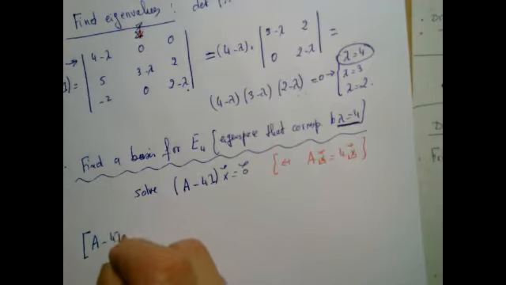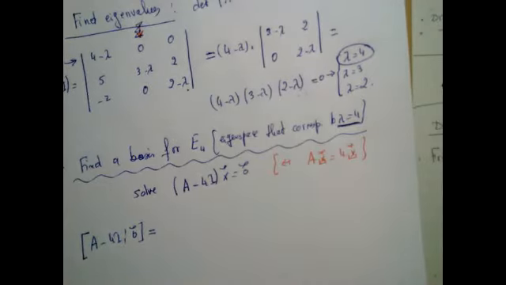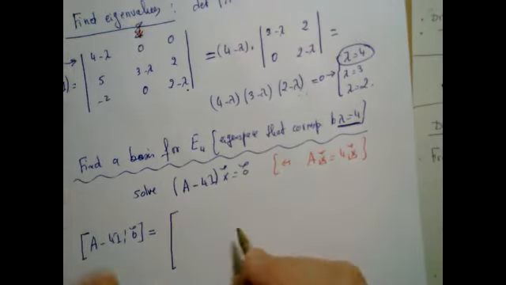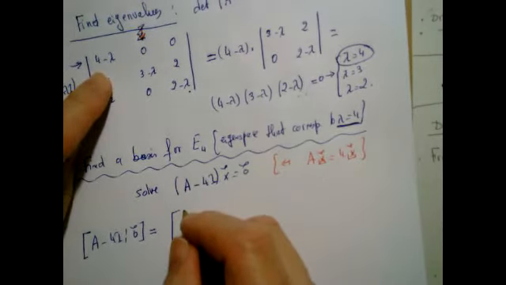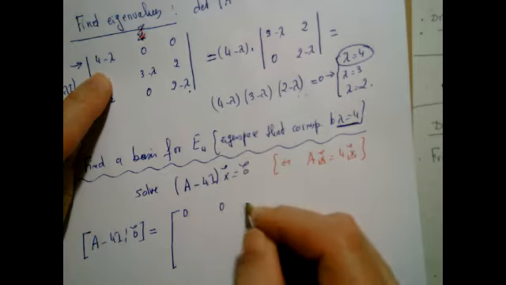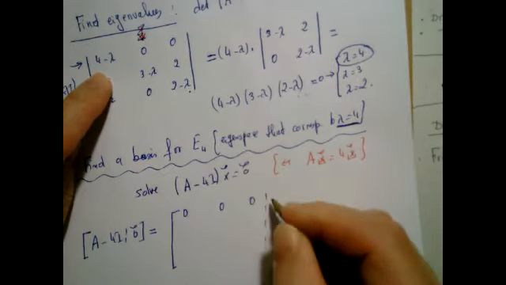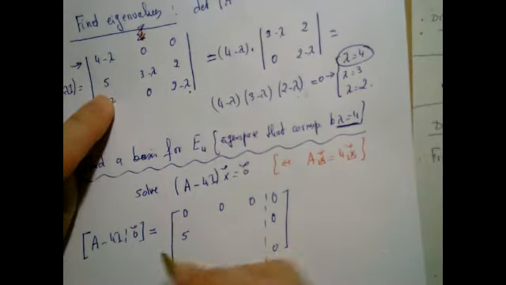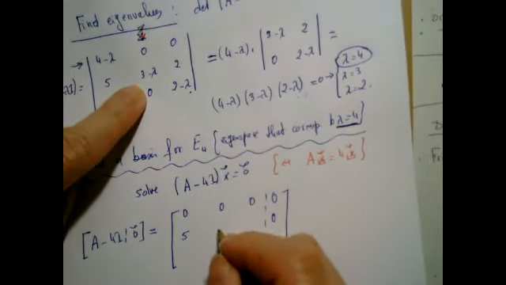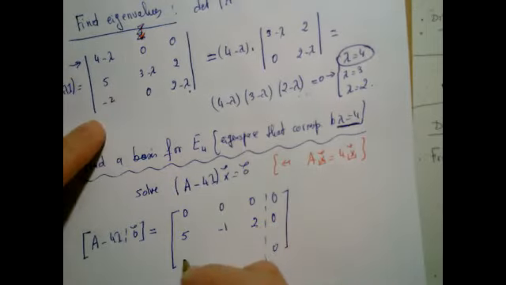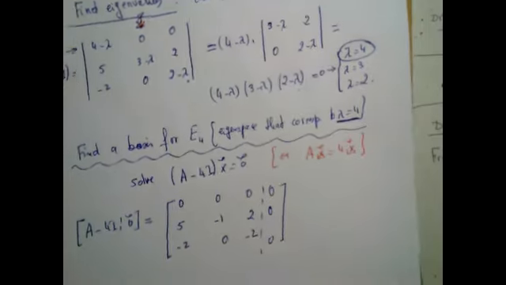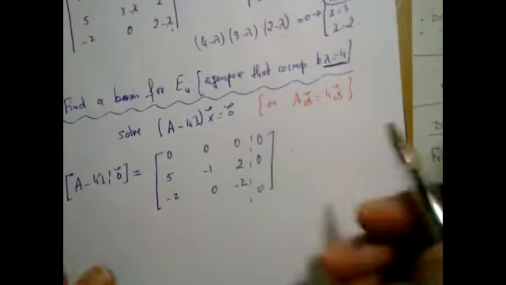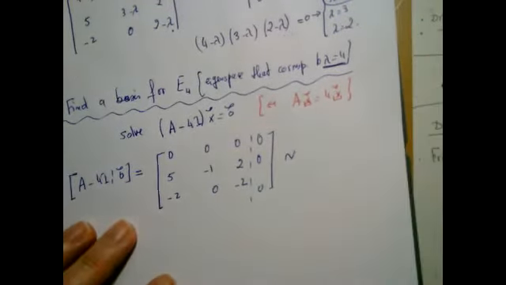A minus 4I augmented with 0. I have to take a 4 from each diagonal entry, so that gives me 4 minus 4, that's a 0, 0, 0. Then 5, and 3 minus 4, and 0. Then minus 2, 0, and 2 minus 4, that's a minus 2. It's just a matter of solving the system. We have to go to the echelon form.